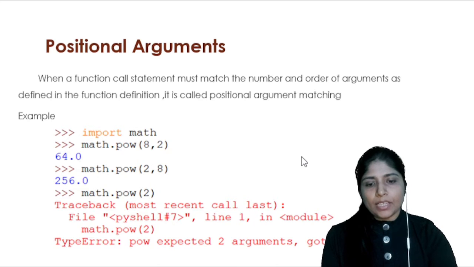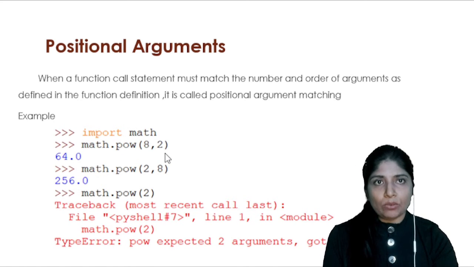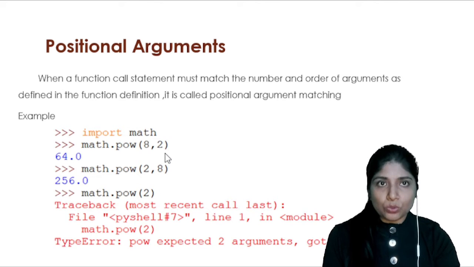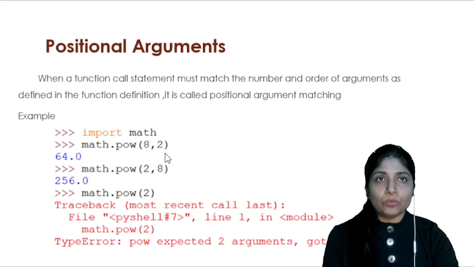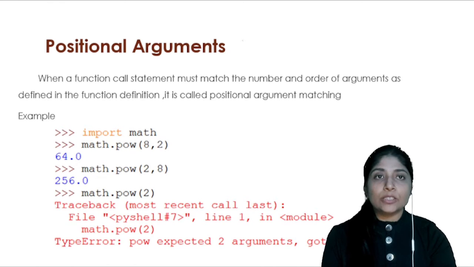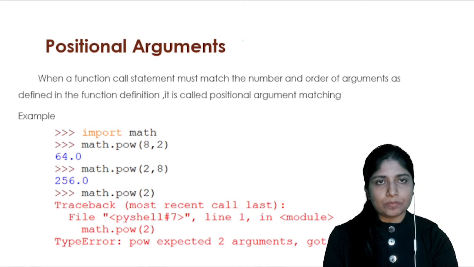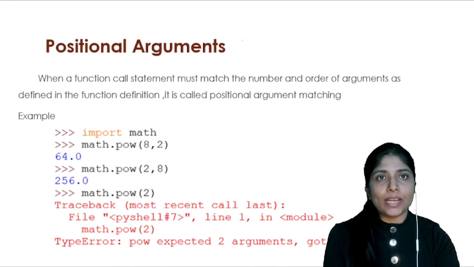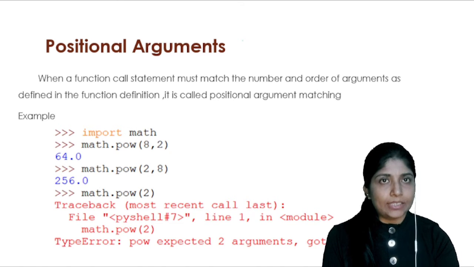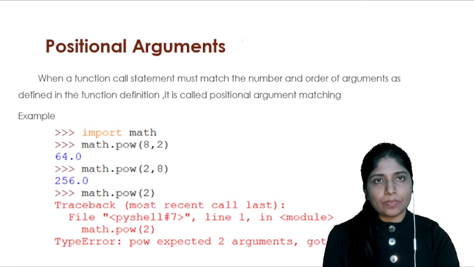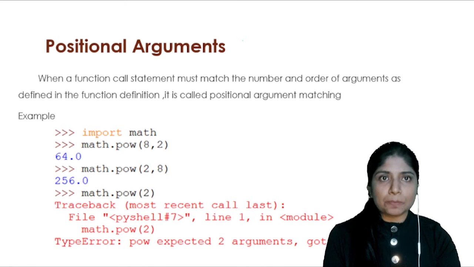For example, if you are passing two arguments to a power calculating function, if you want to calculate 8 raised to 2, you must pass 8 first and then 2. If you want to calculate 2 raised to 8, then you have to pass 2 first and 8 second. So the position of the arguments must match with each other.